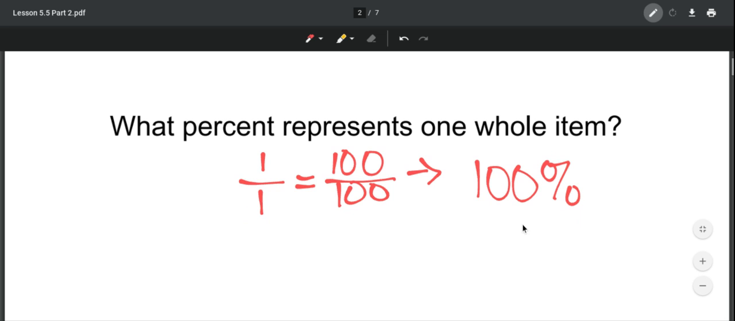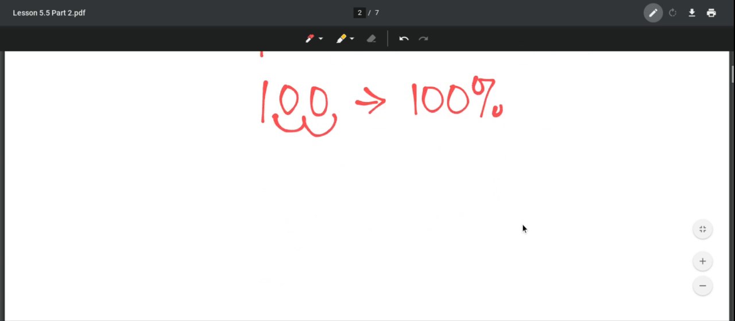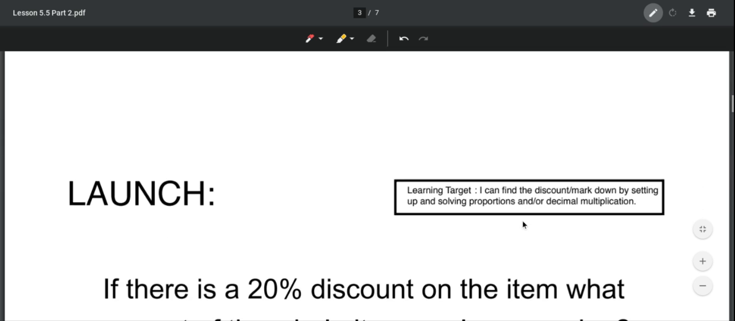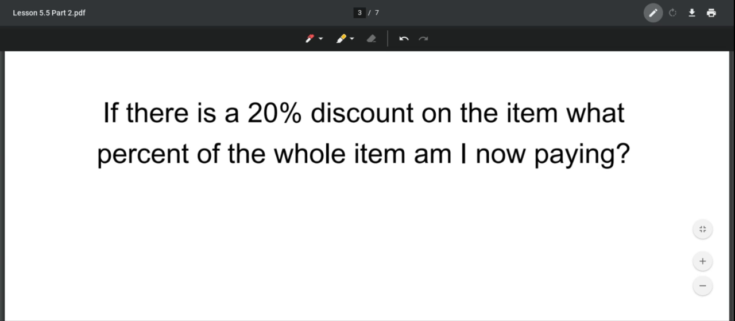Another way that we could see that is by using decimals. If one whole is represented by 1, we know that to change any number into a percent, we move the decimal point over 2 places to the right. We fill in those places with zeros, giving us 100%. So when we're thinking about discount, if we know that there is a 20% discount on the item, what percent of the whole am I now paying?